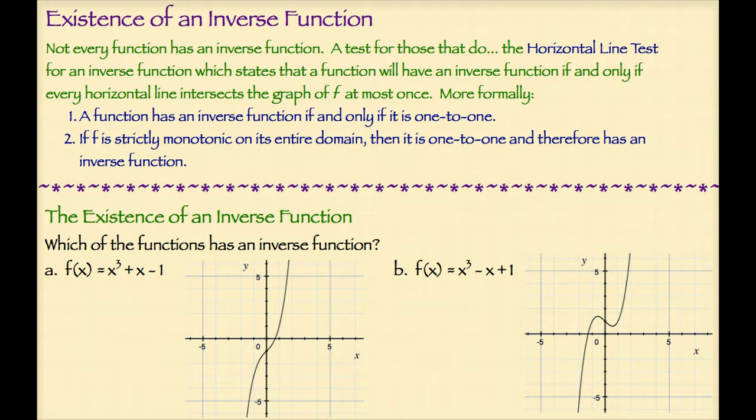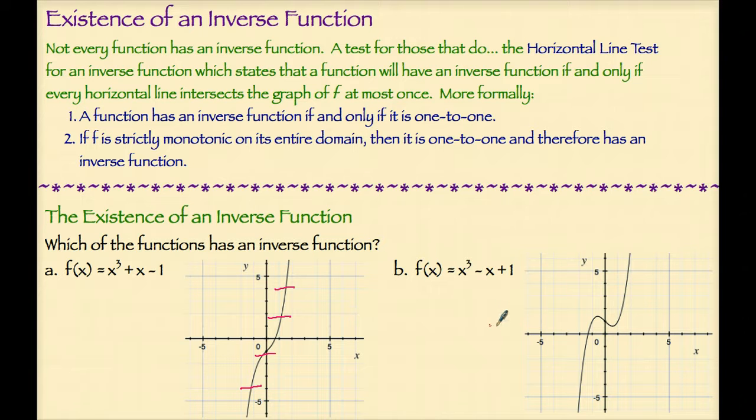A function is strictly monotonic if it is increasing on its entire domain or if it's decreasing on its entire domain. So let's use this test to determine whether or not either of these two functions has an inverse. Let's look at letter A. As you can see, it is strictly monotonic. It is increasing on its entire domain. Therefore, by definition, it's one-to-one, and it will have an inverse. Notice that if you draw horizontal lines anywhere on the function, it isn't going to intersect the graph more than one time. So it is passing the horizontal line test for an inverse, and it will have an inverse function.